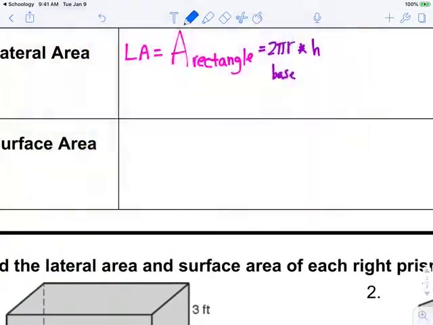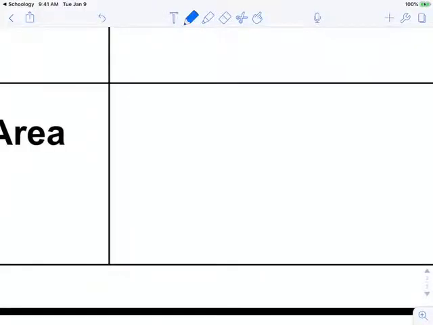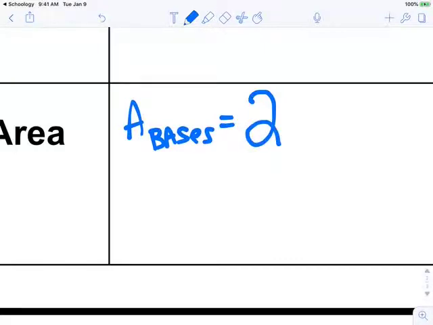How many circles do I have? 2. So area of the bases. Notice I'm putting a big 2 to tell you why. I have two bases. 2 times pi r squared.